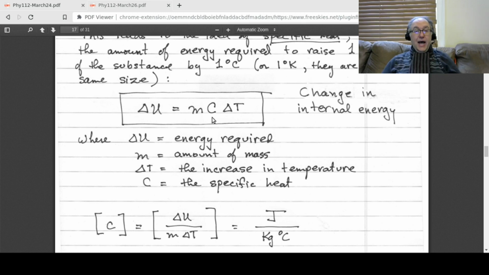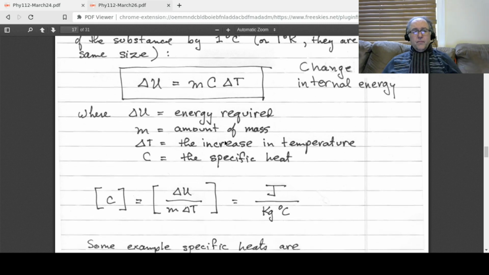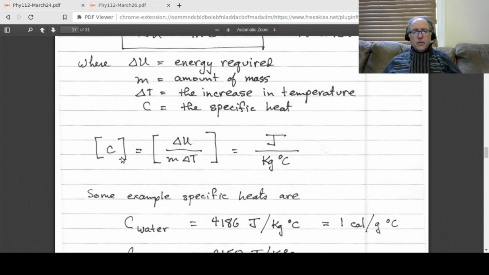Specific heat is just a quantity that depends on the type of material. All right, and so we can actually rearrange that formula and look at the units. The units of the specific heat are the units of delta U divided by m delta T, and that's equal to joules divided by kilograms degrees Celsius. All right, and there you go.